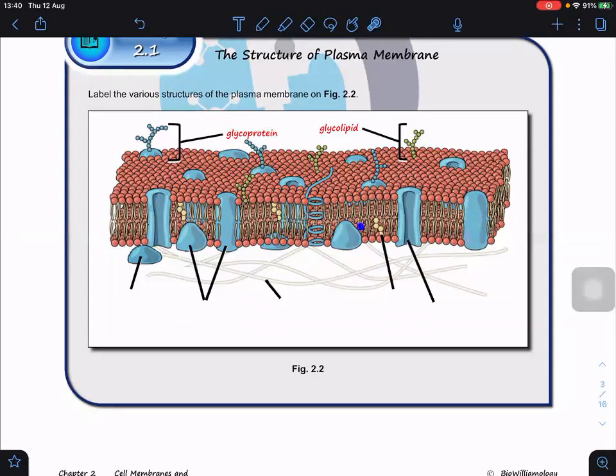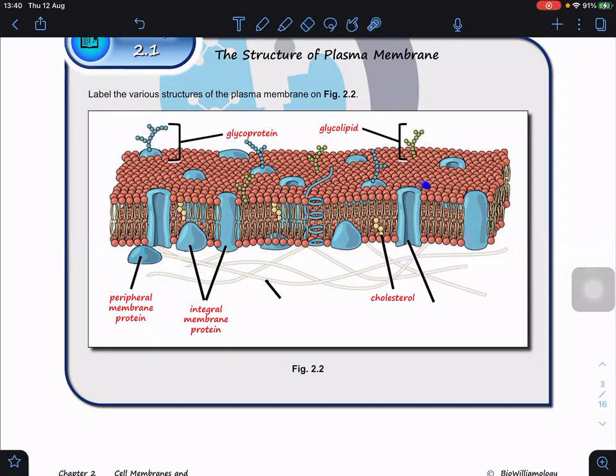So we have what we call the integral membrane proteins. And some of them do not embed themselves in the phospholipid bilayer. This kind of protein, we call peripheral membrane proteins. Those that embed themselves are known as integral membrane proteins. And then we have this structure, a small molecule with 4 ring structures. Can you see those 4 ring structures? This one is termed cholesterol.